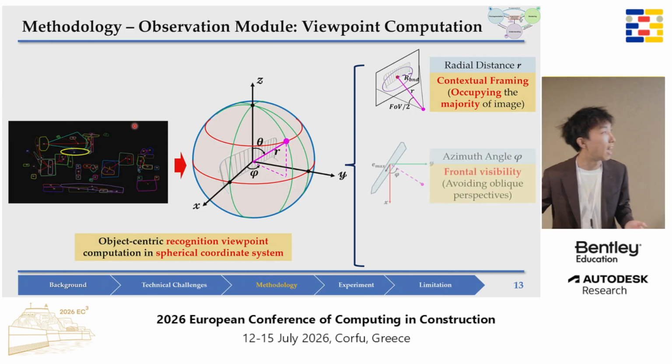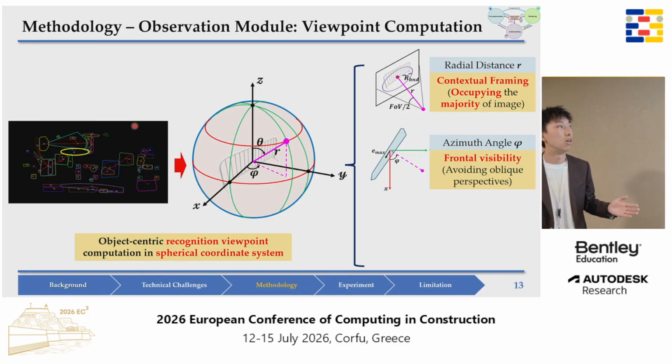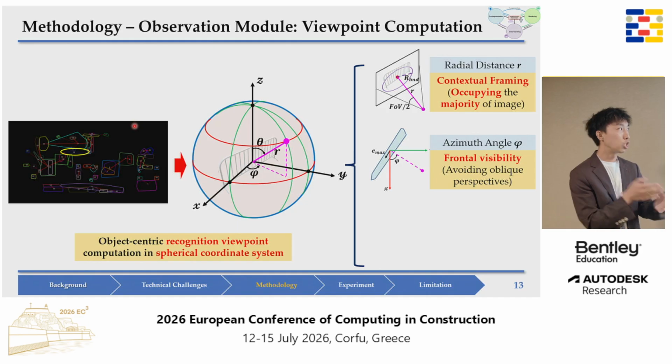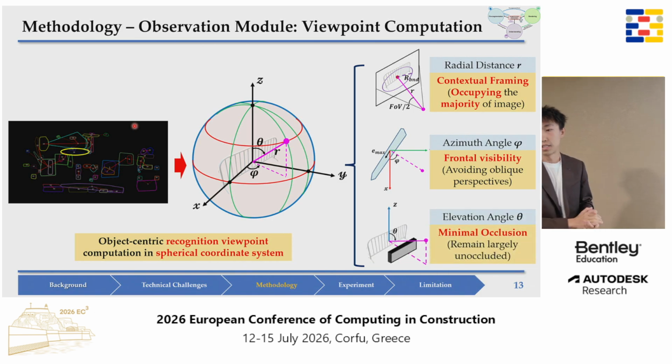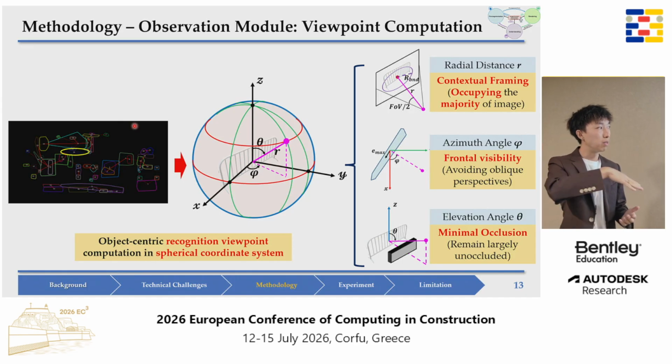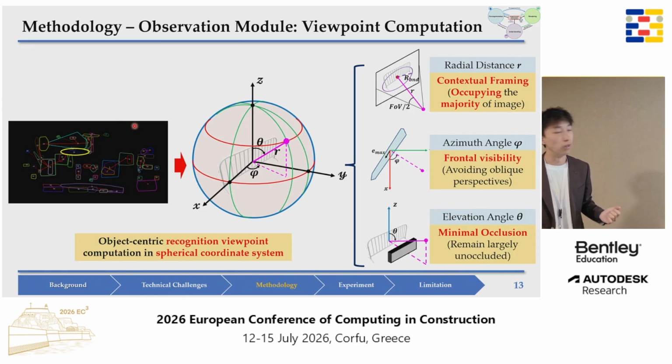The second one is the azimuth angle phi. By controlling this parameter, we can make sure we view the target object in the frontal view, not the oblique view. The third one is the elevation angle. By controlling this parameter, we can assure minimal occlusion in the observation.